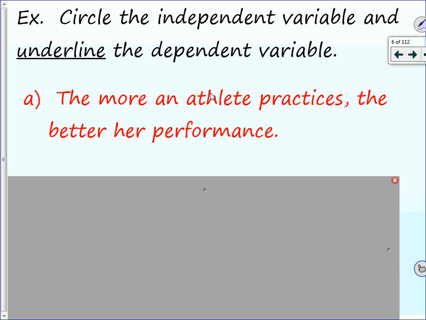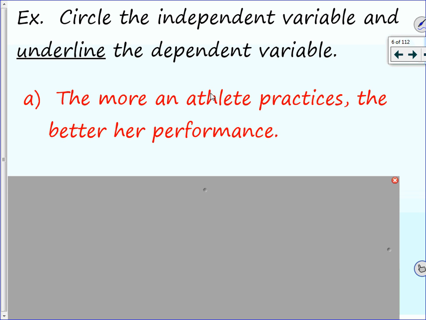So we can write it out. Her performance depends on how much she practices, or the practices depend on your performance. I think it makes more sense now. So how well you practice depends on how you did in your performances, or are your performances affected by how much you practice?